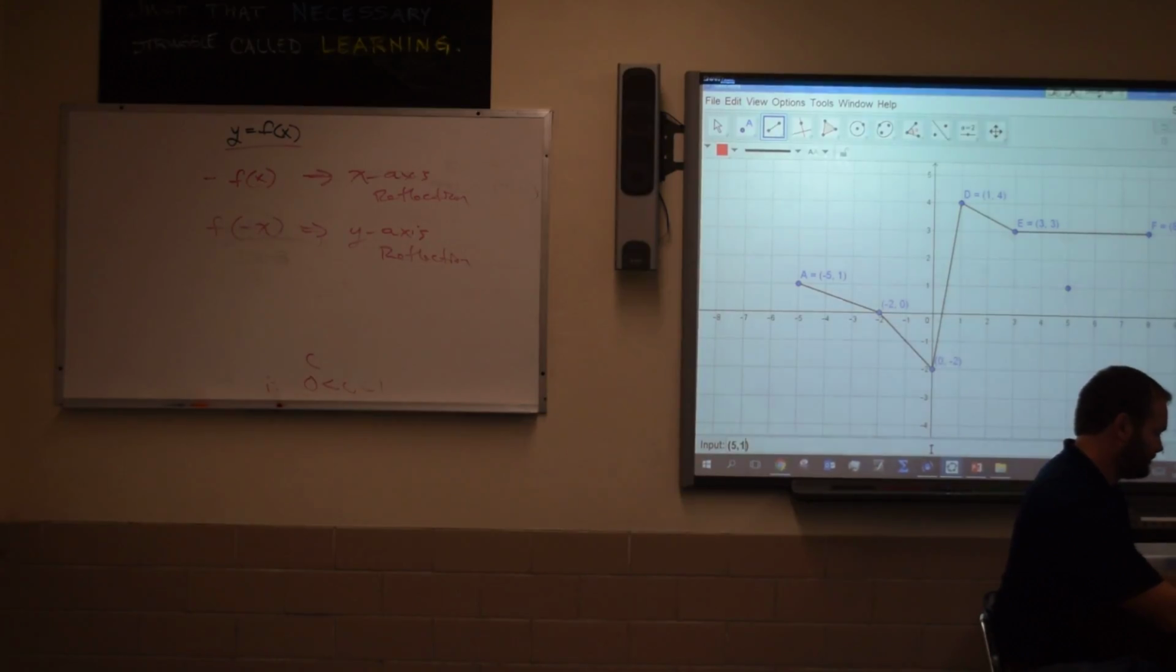So now it's going to be 5, -1. Sorry, 5, 1, 2, 0, 0, negative 2, negative 1, 4, negative 3, 3, negative 8, 3. And now if I connect those, try not to mess this up.